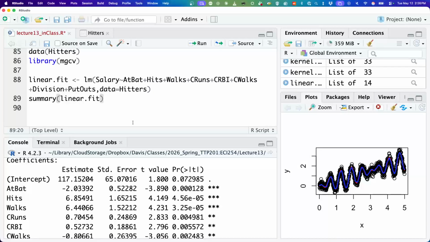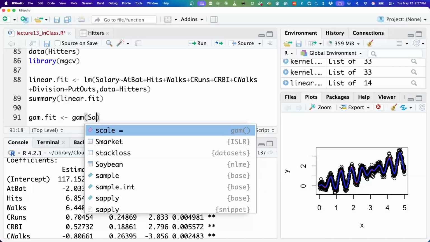And remember, one of the assumptions that we make in the linear model is that the relationship between all of these is linear. So for every additional hit, you make $6,850 more. And that's a linear relationship, and same with all of the rest of the variables. But let's suppose that that relationship in reality isn't totally linear. We can actually investigate this with the GAM.